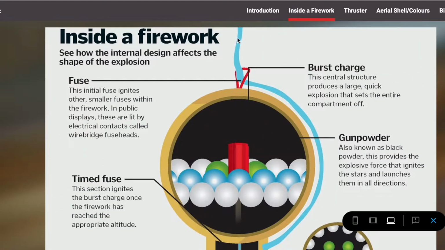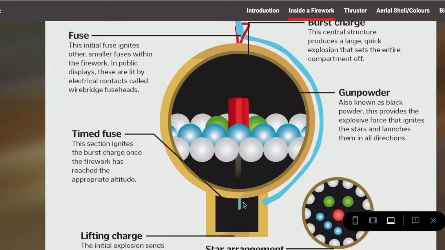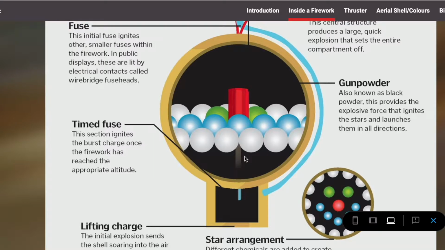But basically when you light the fuse, it's going to light the lifting charge, which propels the actual firework and the aerial shell up very high because of the expanded gases. The amount of heat and kinetic energy released from this reaction is quite high. Once it's high enough, this timed fuse will finally ignite the gunpowder inside the aerial shell, which releases these beautiful salts, which create beautiful patterns and colors.